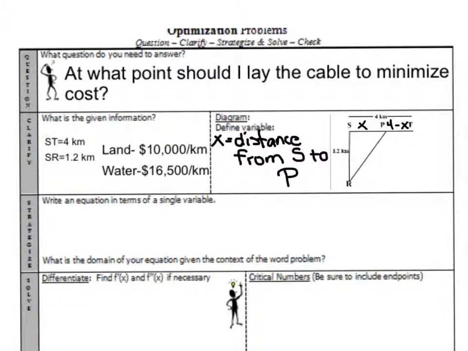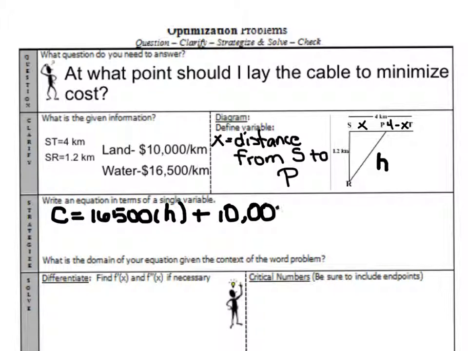So the cost is going to be 16,500 for the distance along this hypotenuse of the triangle, so that would be times the distance h. Then we're going to add it to $10,000, and then it would be this distance here, so that would be 4 minus X. Now we've written an equation, but you see that we're using two variables here. We have X and we have h. So we need to rewrite it so that it's in terms of one variable.